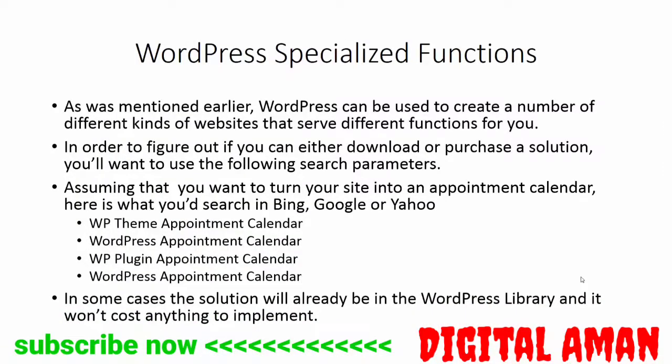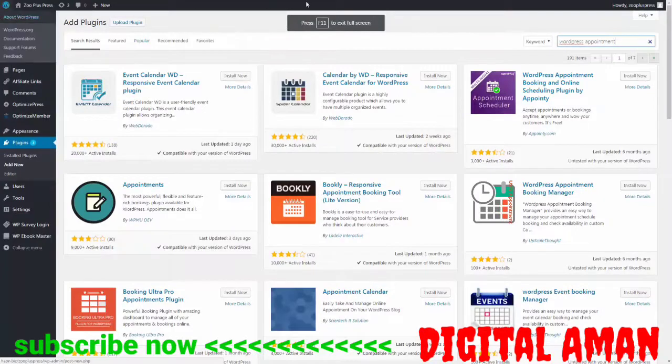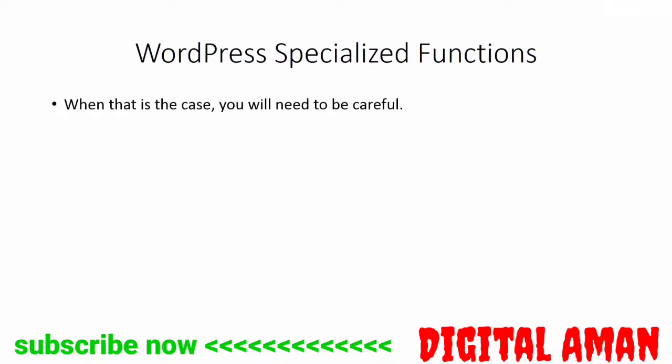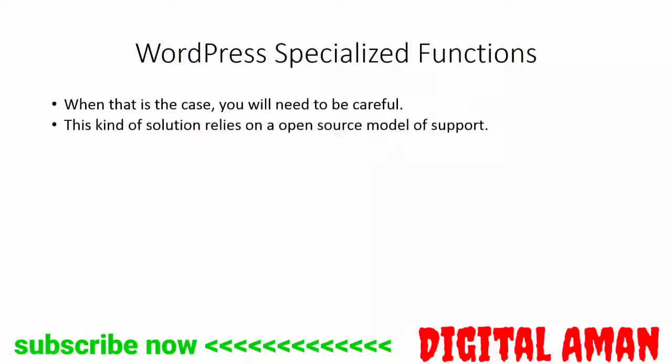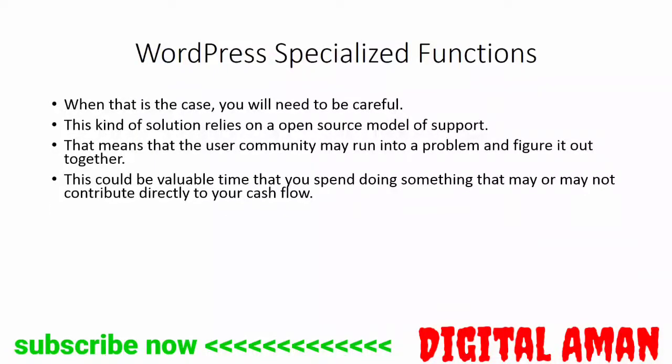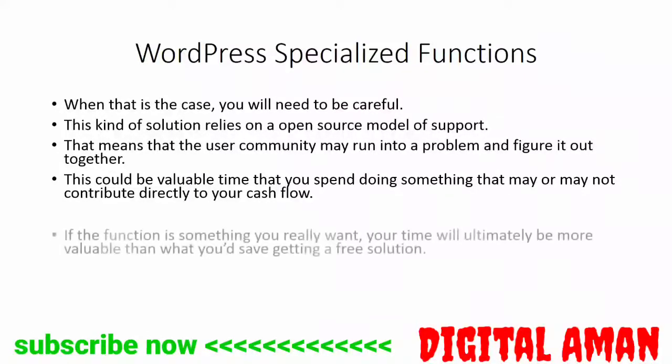Now in some cases, the solution will already be in the WordPress library and won't cost anything to implement. You'll see this may be the case if you go searching for something like a plugin. When that is the case, you are going to need to be careful. This kind of solution relies on an open source model of support. That means that the user community may run into a problem and figure it out together. Waiting for this to happen could be valuable time that you spend doing something that may or may not contribute directly to your cash flow.